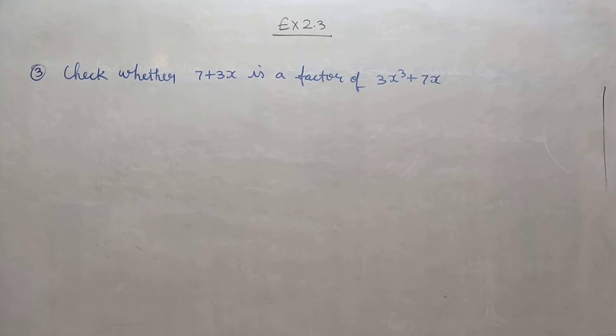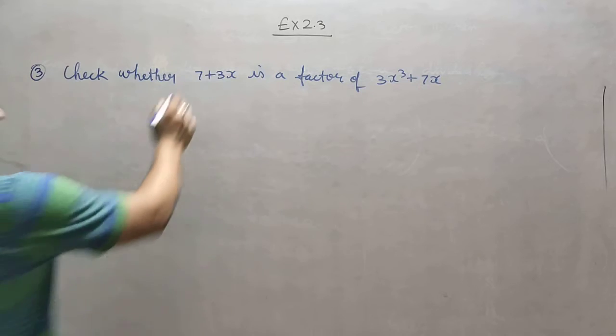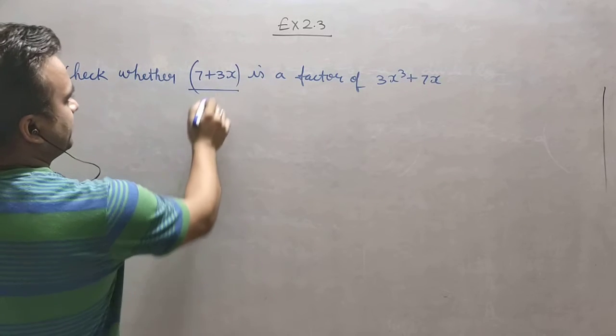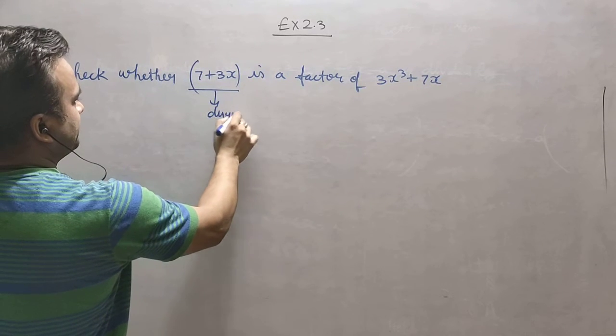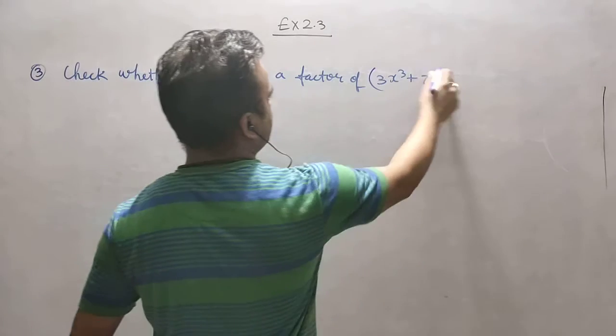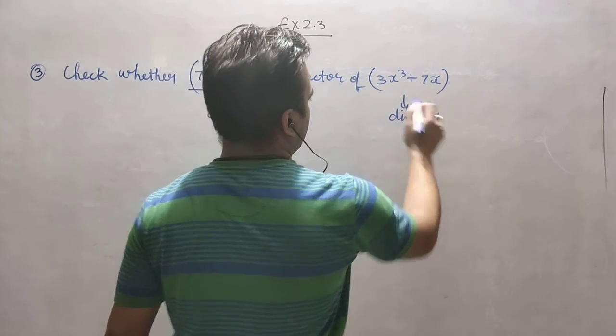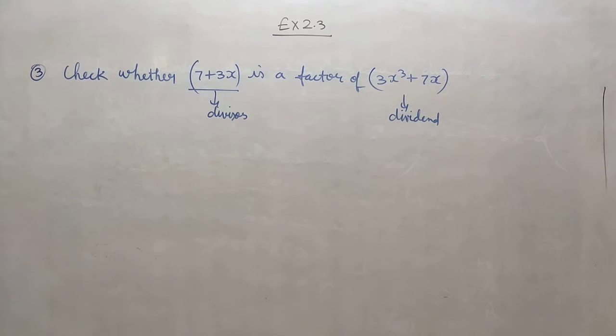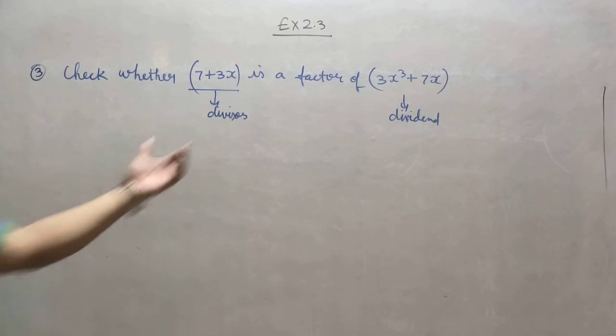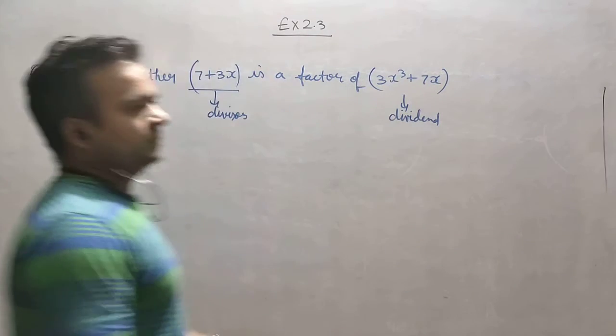So question number 3 is related to factor theorem. So we will try to understand that one also. 7 plus 3x, it means it is what? Divisor. And this one is dividend. Okay. Now how can you find this divisor can be a factor of this?